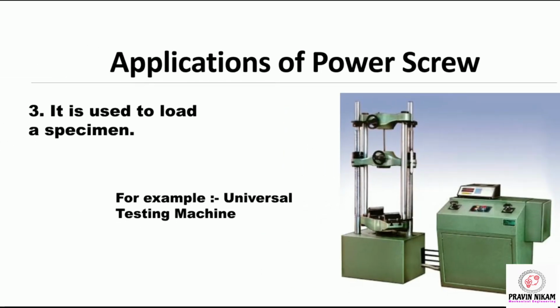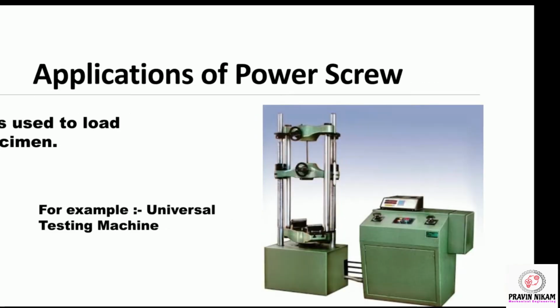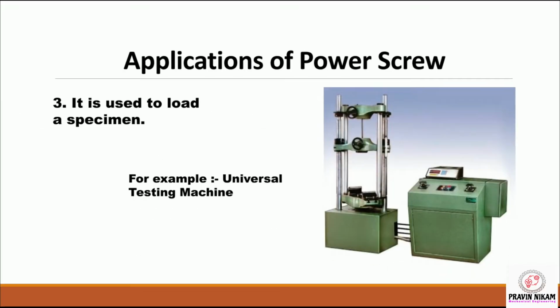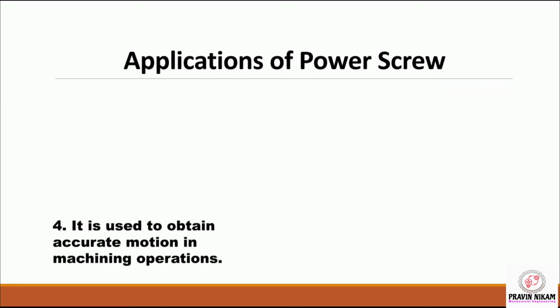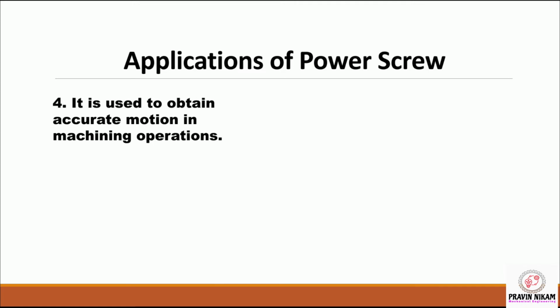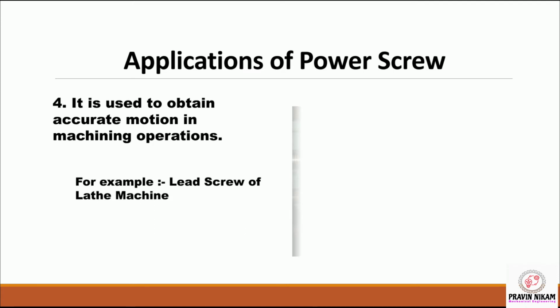Then the next application is fourth application. It is used to obtain accurate motion in machining operations. So in machining operations where accurate motion is required, for that operation power screw is used. For example, lead screw of lathe machine. So this is the example of lead screw.